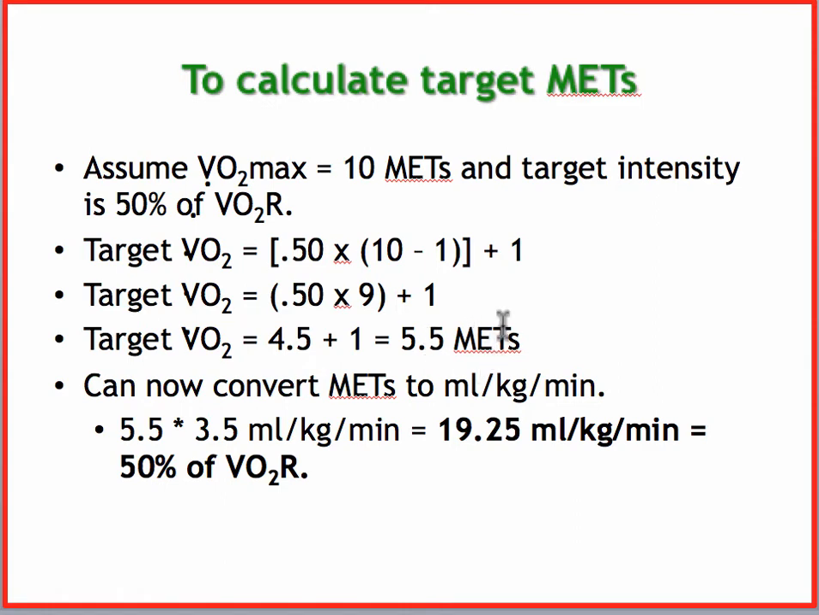So you could say to them, I'd like you to exercise at 50% of your VO2 reserve, which is 5.5 METs, for 30 minutes each day, 5 days a week, or something like that. So let's see, did I do this right? Oh, I'm sorry. Yeah. So if you wanted to convert this back into VO2, all you'd have to do is multiply METs by the 1 MET oxygen consumption, and that will give you the VO2 that is equal to 50% of the VO2 reserve for your person.